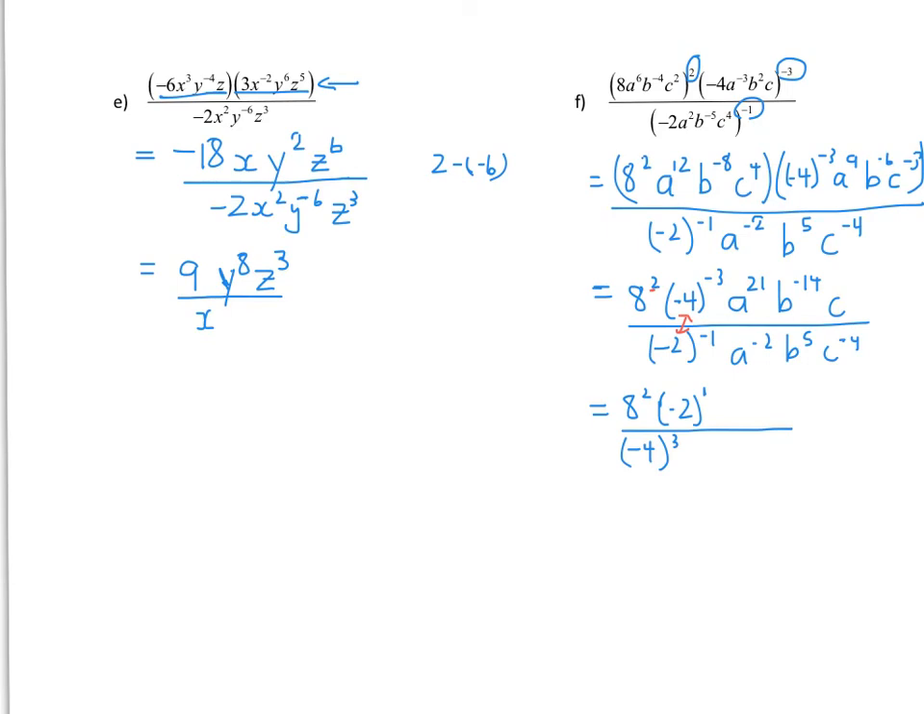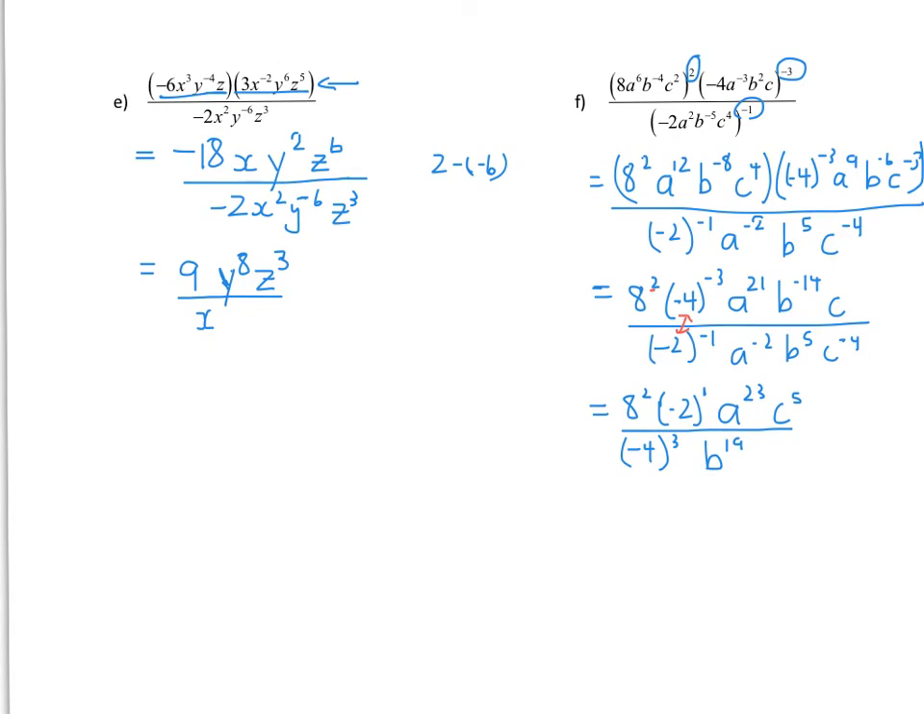All right. Now, the a has a 21, and it's divided by a to the negative 2. So 21 take away a negative 2 would be a positive 23. So that's going to be a to the 23 on the top. I have b to the negative 14. Negative 14 take away the 5 would be b to the negative 19. So I would either write b to the negative 19 on the top, or I can automatically slide it to the bottom and make it to the positive 19. C to the 1, take away 1 take away negative 4 would be adding 4. 1 plus 4 is 5. So that should be a c to the 5.